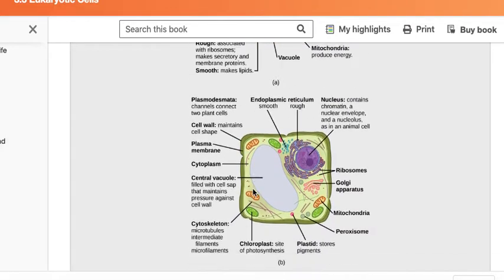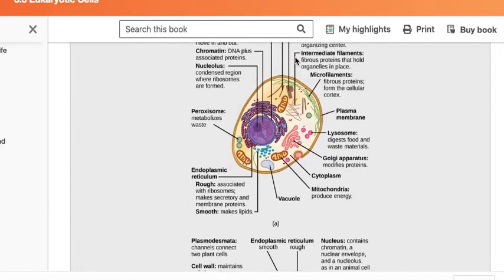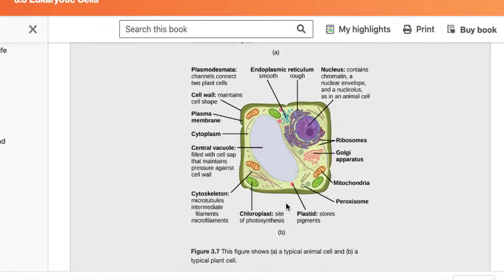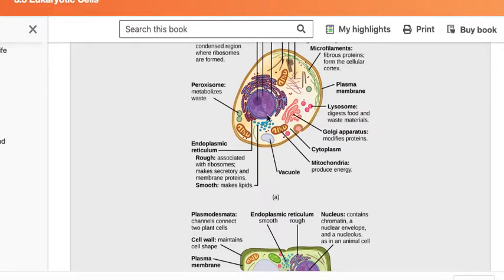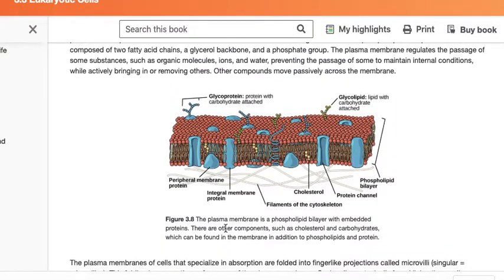Here's a plant cell, and you can see it's a lot more rigid. It has a cell wall. It has this rigid cell wall, and that's basically to support it and protect it. Animals generally have a skeleton to support them, whereas plants do not. So they have this harder cell wall around them to help them keep their shape.